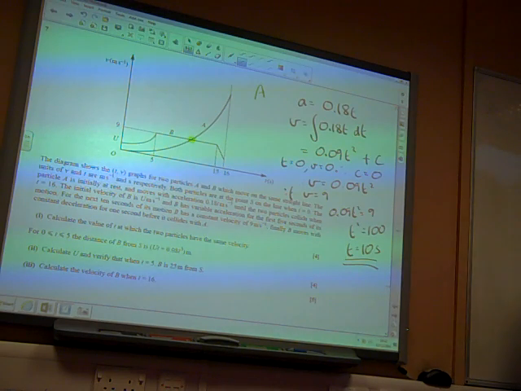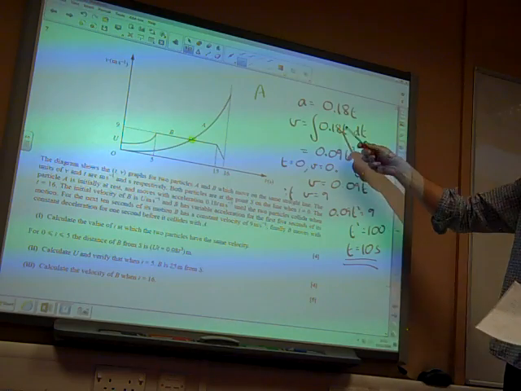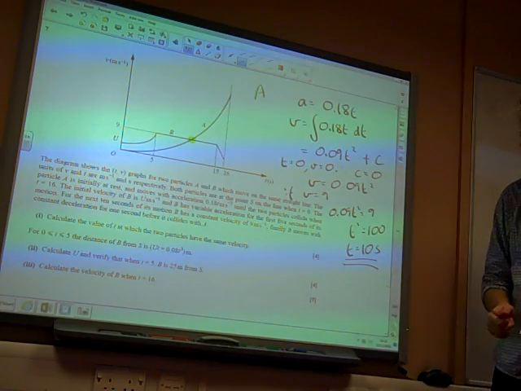And there is our first 4 marks. It was all about the integration, wasn't it? So it's quite straightforward, 4 marks. As long as we got our integration right, we were there.